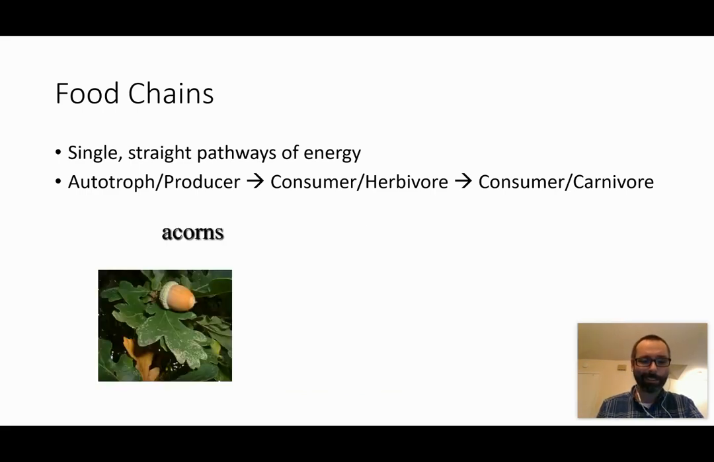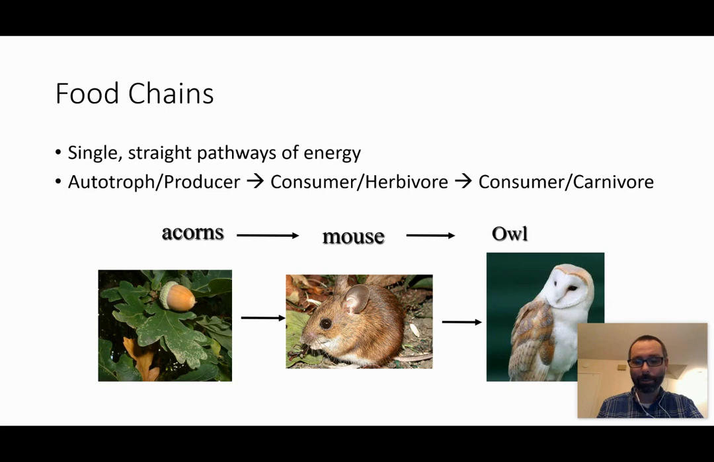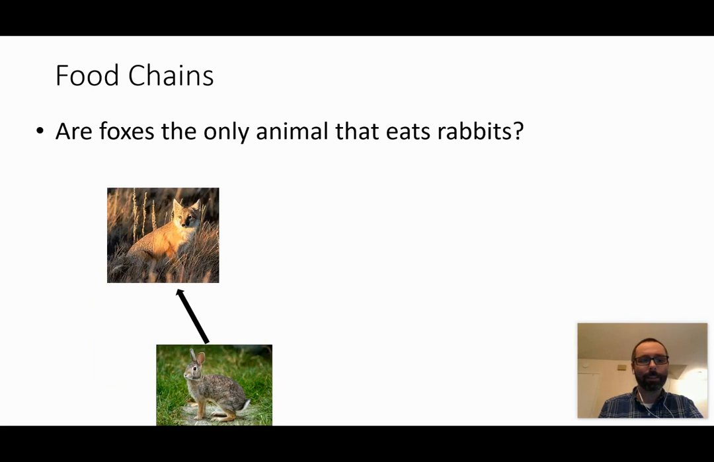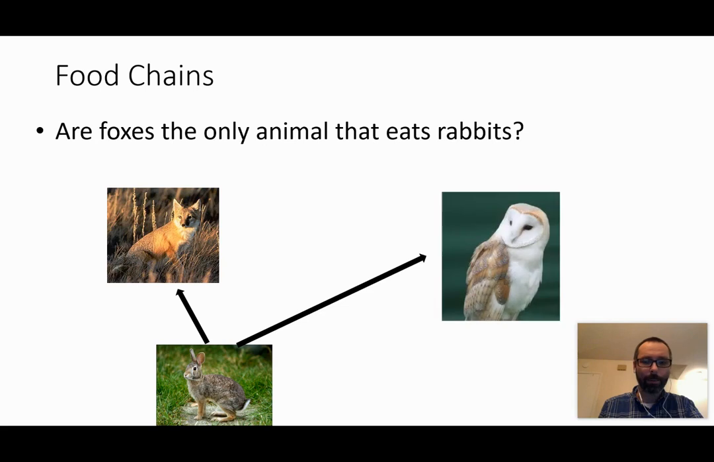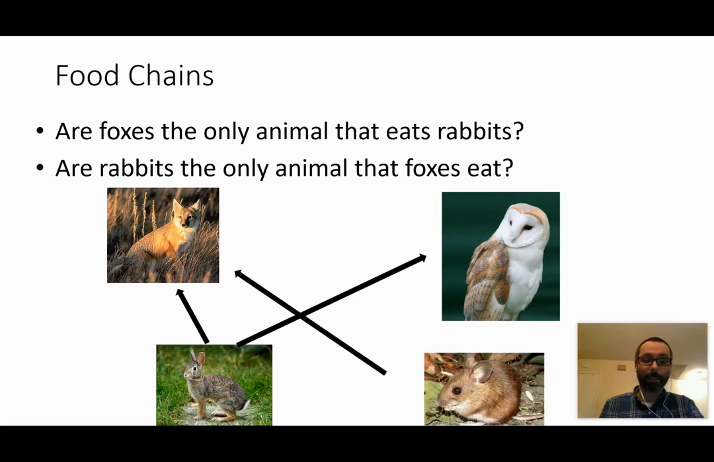Another example would be if acorns were eaten by a mouse. I don't know why I chose mouse instead of squirrel. It makes more sense to do squirrel, which is eaten by an owl, right? So we have our producer being eaten by the herbivore, being eaten by the carnivore. But things are rarely that simple. In reality, are foxes the only thing that are going to eat rabbits? No. Owls will also eat rabbits. Are rabbits the only thing that the foxes will eat? No, that is not true either. The foxes will definitely eat the mice. So what we end up with is something more like a food web.